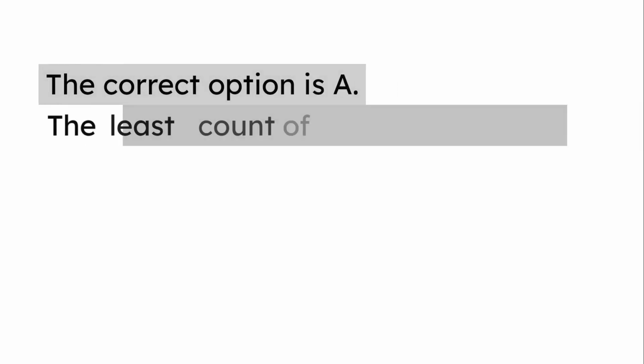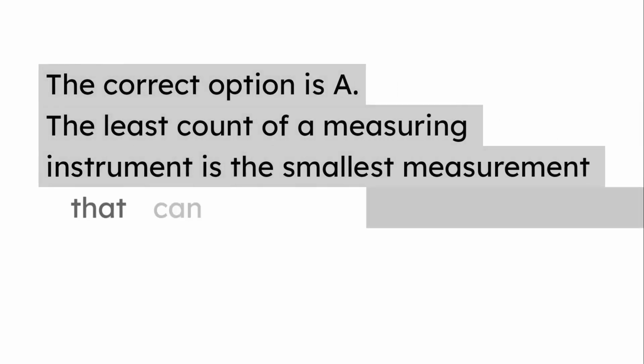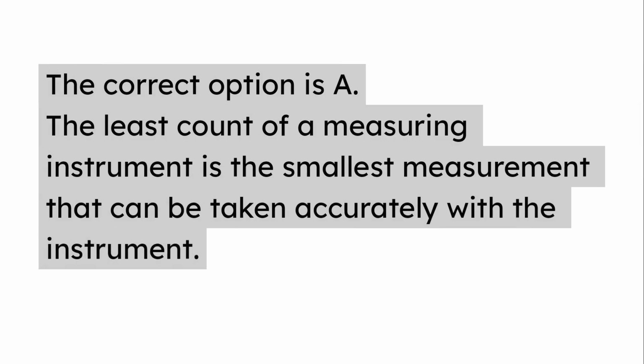The correct option is A. The least count of a measuring instrument is the smallest measurement that can be taken accurately with the instrument.